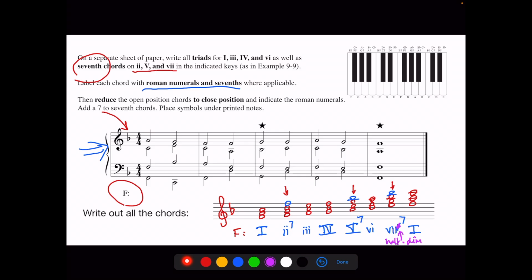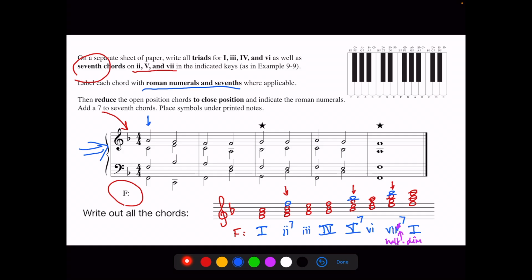Okay, so now we have this, and what we have to do for the actual assignment is first to reduce these chords into something called closed positions. Remember, open position means that they cannot be contained within one octave, right? And it sounds more open and balanced, and it sounds better. But for this one, we actually need to turn it into closed position because we're going to analyze them.